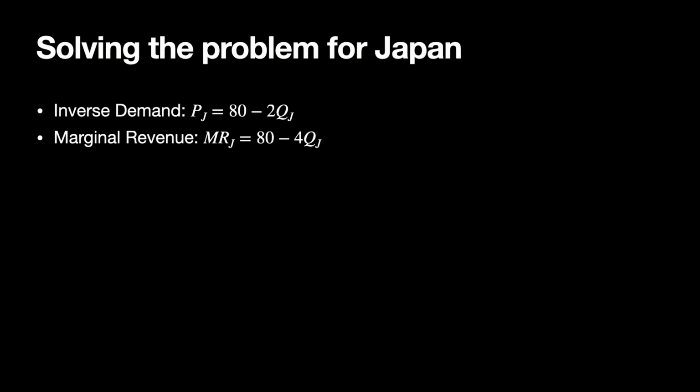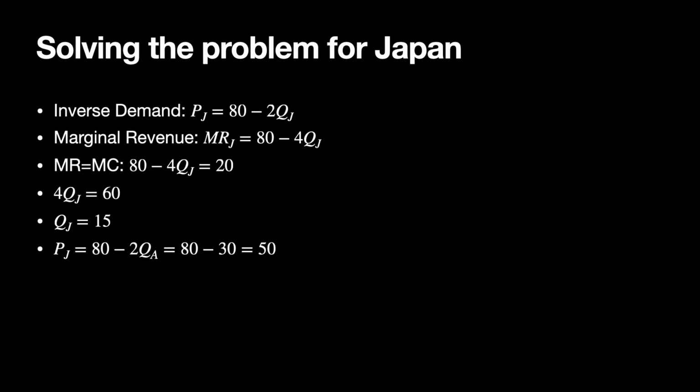Now let's solve the problem for the Japanese market. The marginal revenue curve once again has the same intercept as inverse demand, but is twice as steep. Setting marginal revenue equal to marginal cost and solving yields a quantity of 15. Plugging this quantity into the inverse demand equation gives us a price of 50. So we see that the Japanese market gets the price discount.